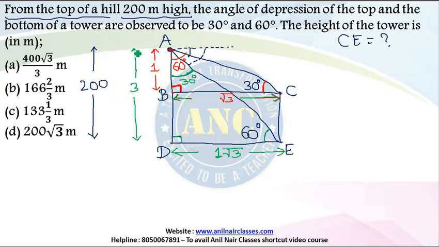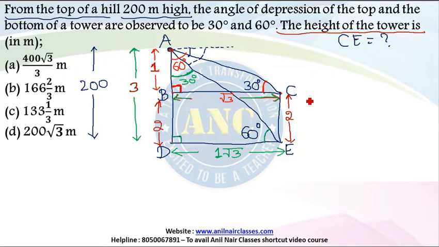That means entire AD value according to the assumption is 3. AB value according to the assumption is 1. So BD value should be remaining 2 units. That means what is it that they are asking you in the question? The height of the tower. Height of the tower is nothing but CE. CE is absolutely same as BD, which is nothing but 2 units according to the ratio.